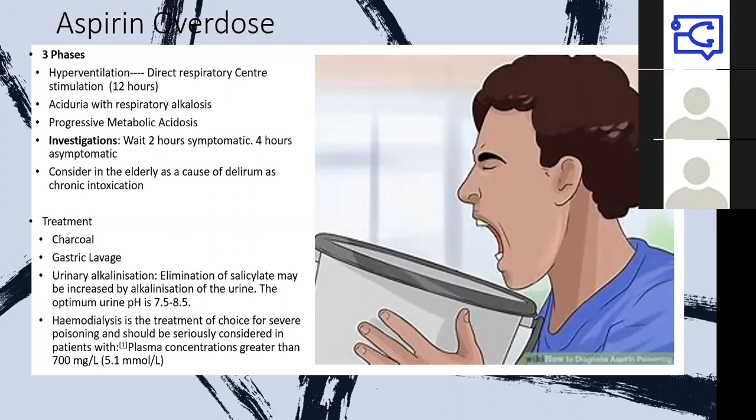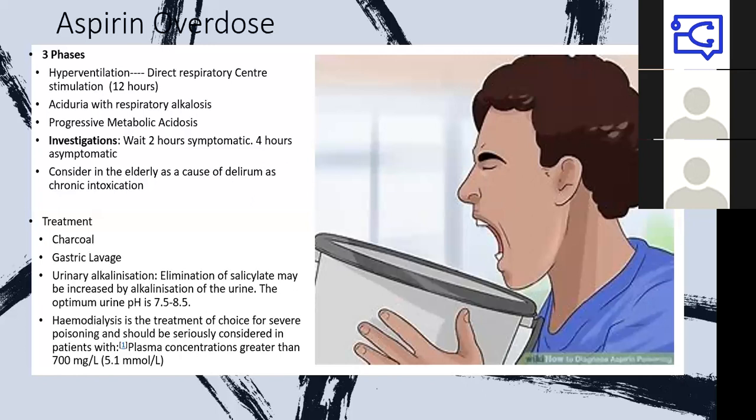Now, the reason why aspirin forms an acidosis is not just because it's acidic, okay? It's actually because it's blocking the Krebs cycle, and therefore you get anaerobic metabolism. So that's actually quite important. And in terms of investigations, it's mandatory whenever you see a patient who's come in with, for instance, a paracetamol overdose, that you always test them for salicylate as well, just because they're quite common.